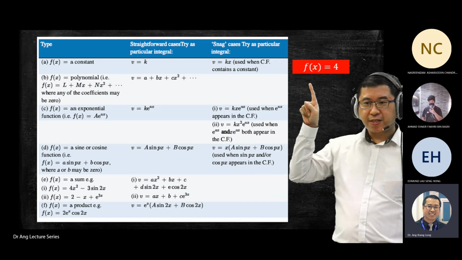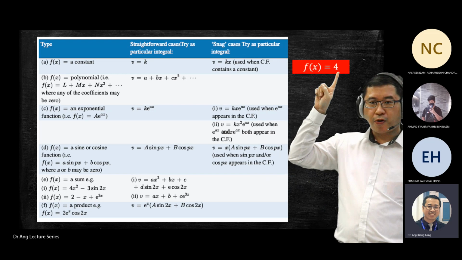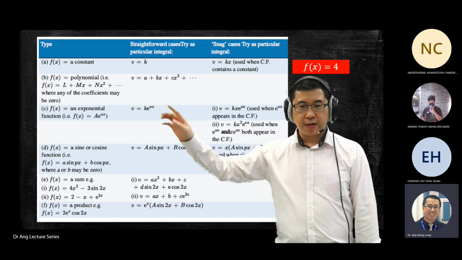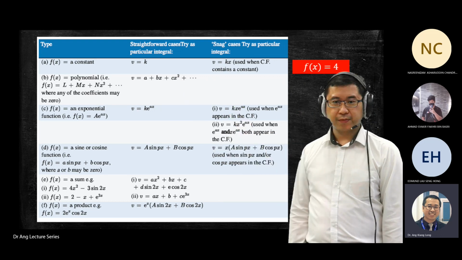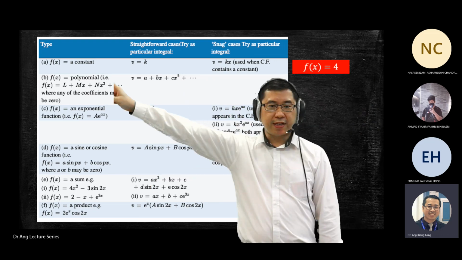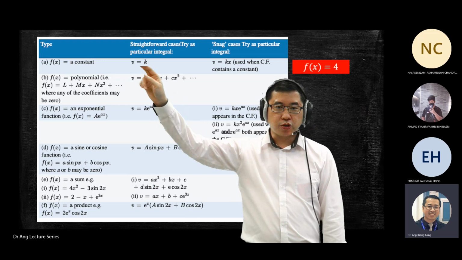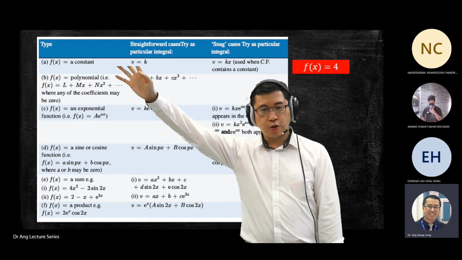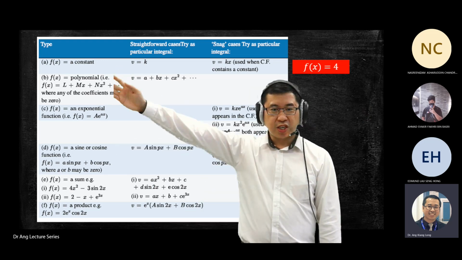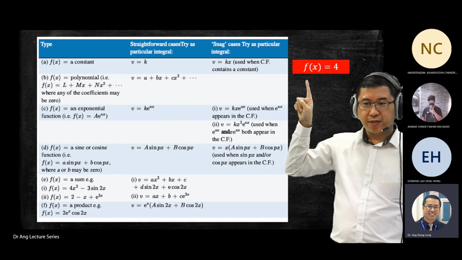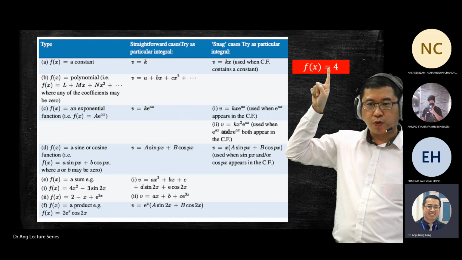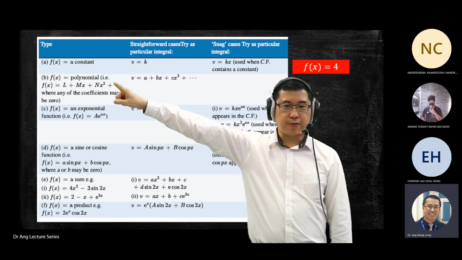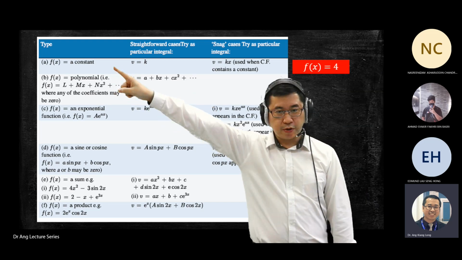What is f(x)? f(x) equal 4. There are two columns of this table. Start with the left-hand side. You check each one of it first. You go to the left-hand side. You read, what is your f(x)? This one you read from your question. f(x) equal 4. So which one? First one. 4 is a constant. So you refer to the first one.